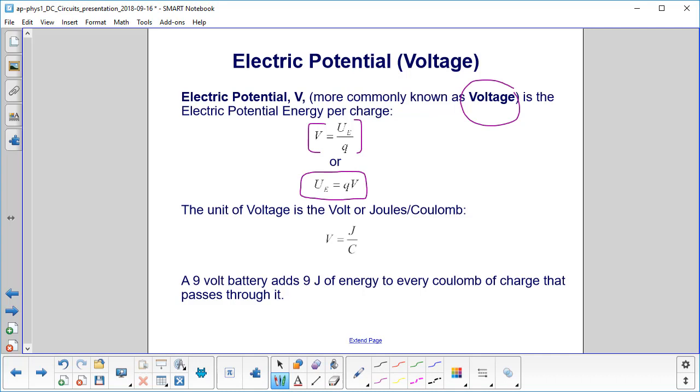A way to interpret that is, let's say you have a 9-volt battery here. It will add 9 joules of energy to every single coulomb of charge that passes through it. Now the coulomb is rather large, so typically we're going to be dealing with millicoulombs or microcoulombs. In that case, you'd have, let's say, a millijoule of energy for every millicoulomb of charge that passes through the battery.